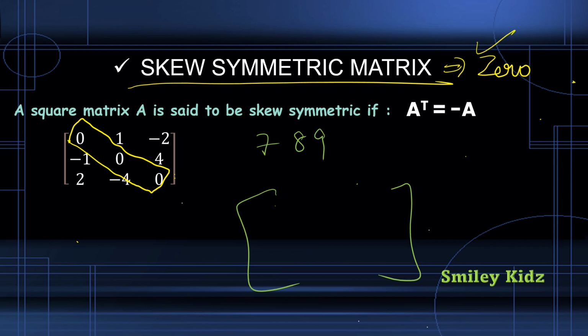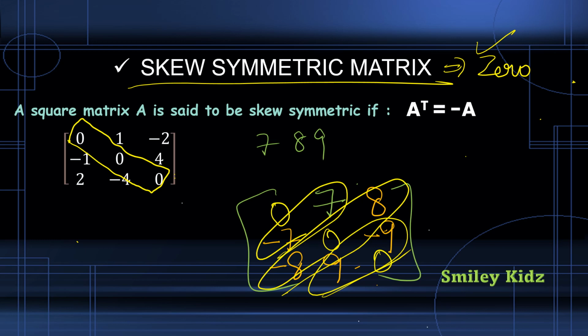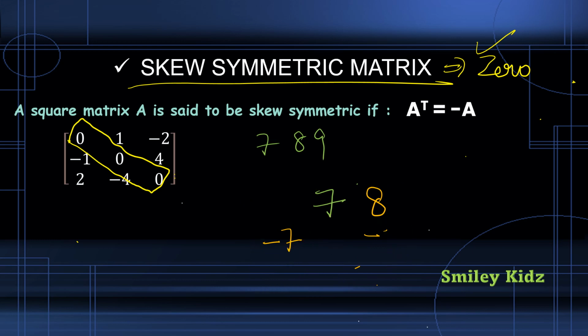Alright, so firstly, put all the diagonal elements as 0. Then take 7 over here. You'll write minus 7 over here. Alright, if you take 8 over here, you'll write minus 8 over here. On the other hand, if you take minus 9 over here, you'll write 9 over here. Fine, have a look at them. Minus 7, 7, minus 8, 8, minus 9, 9. This is how you'll form a skew symmetric matrix.